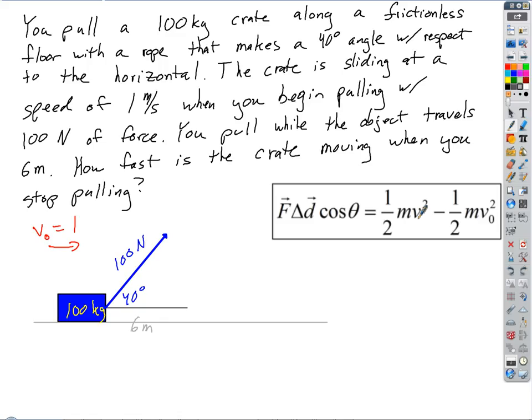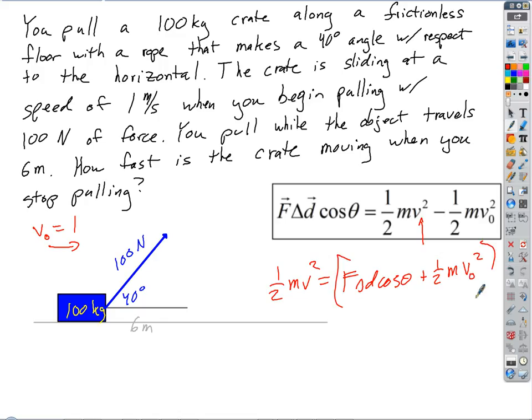If I want to solve this for v, what are the steps I would go through? Add that to the other side, and then what do we get? Let's put this on the left side. I get 1/2 mv squared equals F delta D cosine theta plus 1/2 m v naught squared. That's all stuff I know.